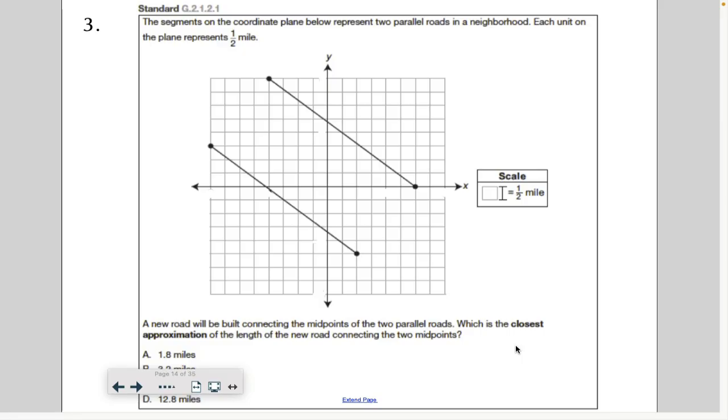All right. Please work on this question. It's actually pretty quick.